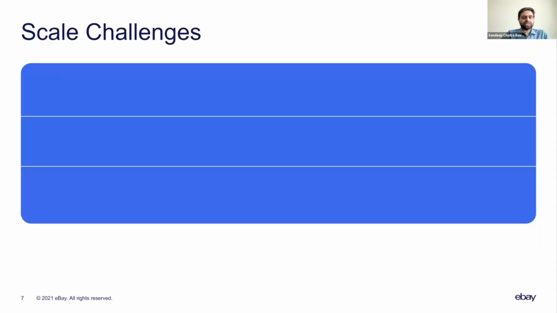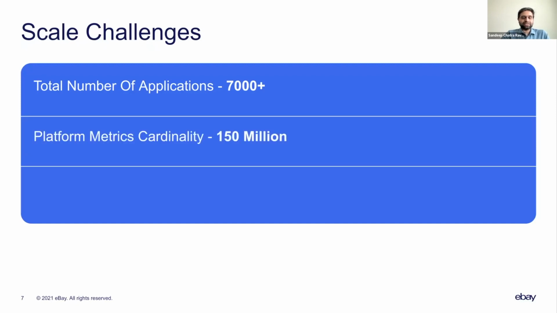One of the challenges we face in computing SLIs is the sheer scale we operate at. Let's quickly take a look at the numbers we operate with. We have over 7,000 applications in eBay, and each of them emits golden signals. The cardinality of these golden signals exceeds 150 million. This presents a significant challenge when attempting to run the PromQL queries to compute SLIs. PromQL, as we know, runs on a single coroutine. This means attempting to run a PromQL query to compute SLI across 7,000 applications would be pretty much impossible.